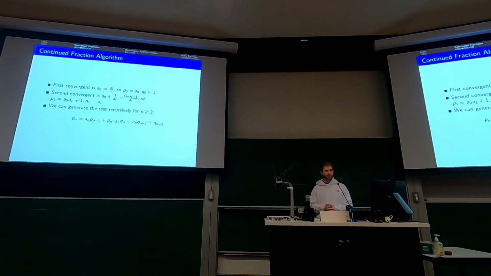And then there's this nice recursive formula to generate the rest of them. So for all n greater than or equal to 2, we have pn is equal to an, this partial quotient, times the previous numerator plus the one before that. Okay, so pn is equal to an pn minus 1 plus pn minus 2. And qn satisfies the same recurrence, it's just that it has different base cases. But it's the exact same recurrence for qn. Okay? So we have this nice recursive formula, which means that if we have a certain convergent, it's very easy to generate the next one.